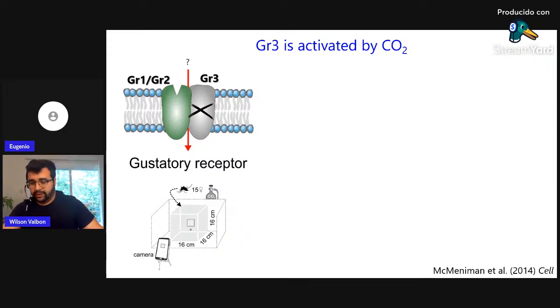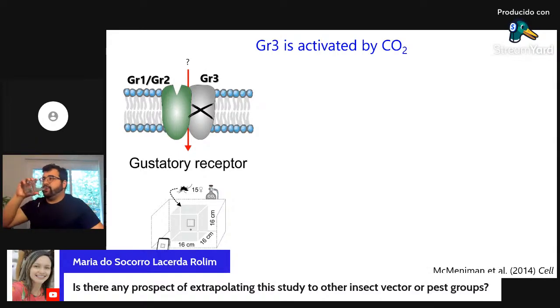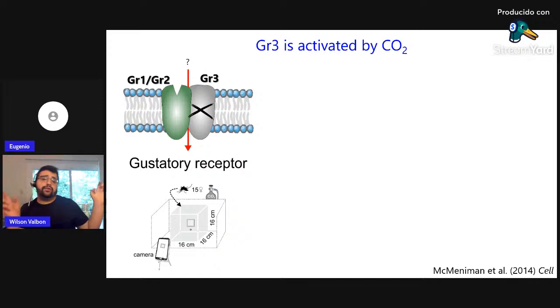Wilson, just one more question. Maria do Socorro was asking a few minutes ago if there is any perspective of extrapolating these studies to other insect vectors or pest groups, the chemosensory systems and so on, and if there is anything already concrete being conducted, maybe by your lab team or by other people that you are aware of. Yes. As I mentioned before, the first findings about this receptor were in flies. Then in flies, the Drosophila, we like stole this from flies, and now you are using mosquito. Yes, there are studies in moths as well. The overall idea is similar, but it has some peculiarities that we can discuss more later.